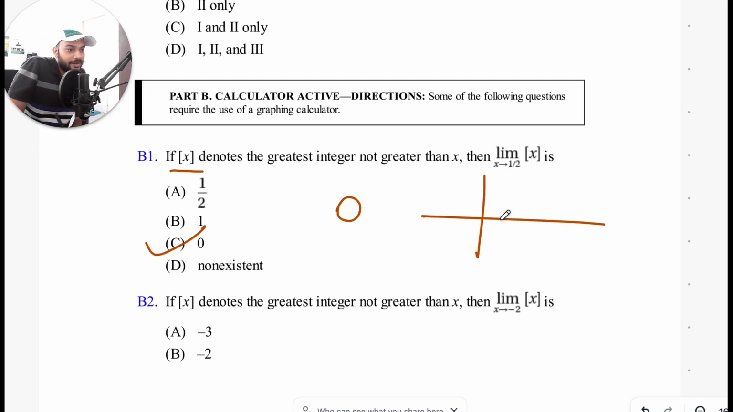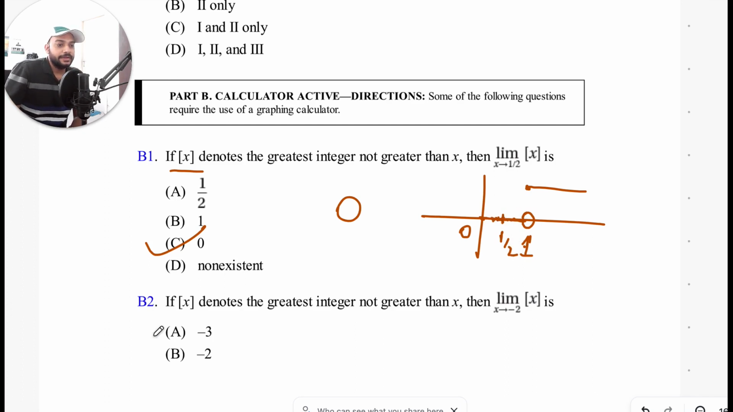You can look at the graph as well. So at x is equal to 1, the value is 1, like this. So throughout from 0 to 1, 1 not included, the greatest integer would always be 0 for all of these values, and half comes somewhere here. So from both sides it's going to be 0.